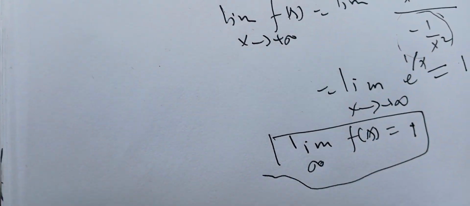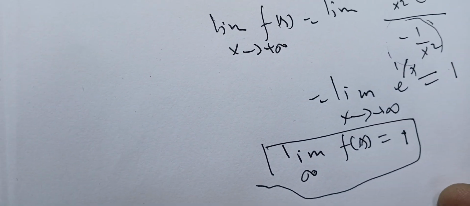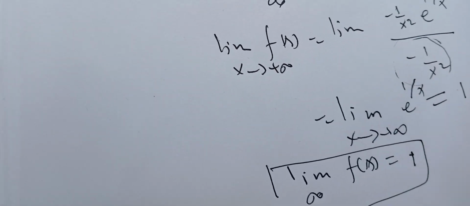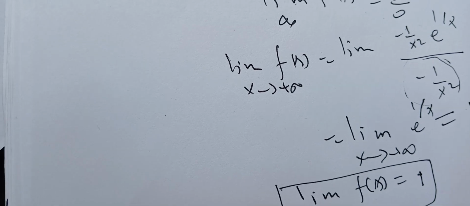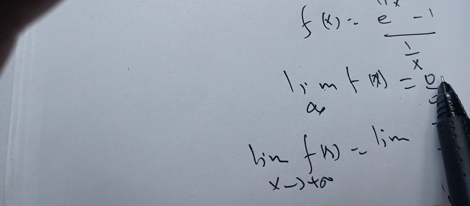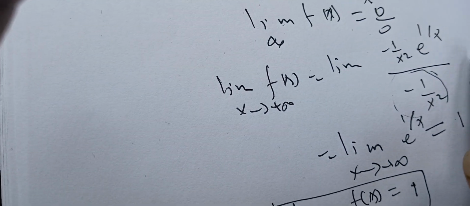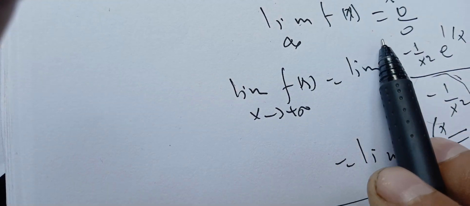So the main thing that we can learn from this problem is that we can't apply L'Hopital's rule just like that. We need to have some conditions, and one of them is that we need to have the function or the limit in this form. Once we do that, we can go and apply L'Hopital's rule.